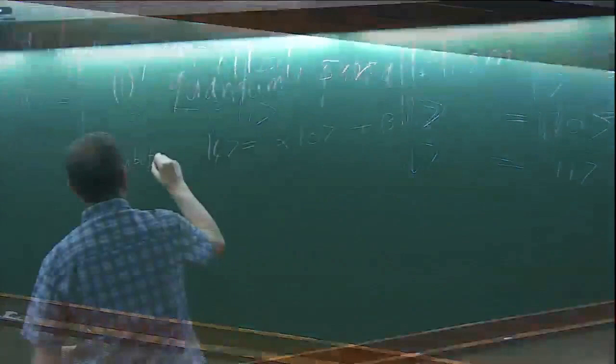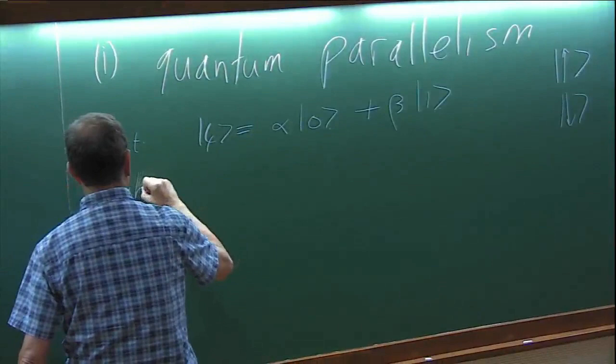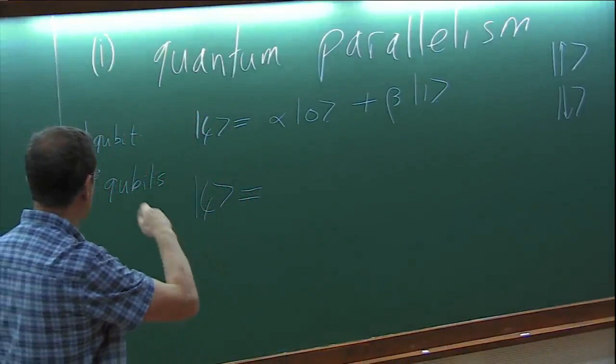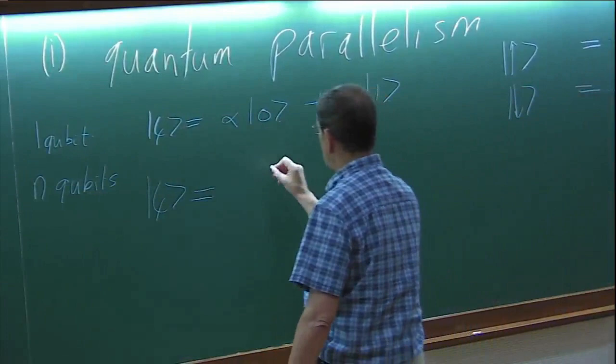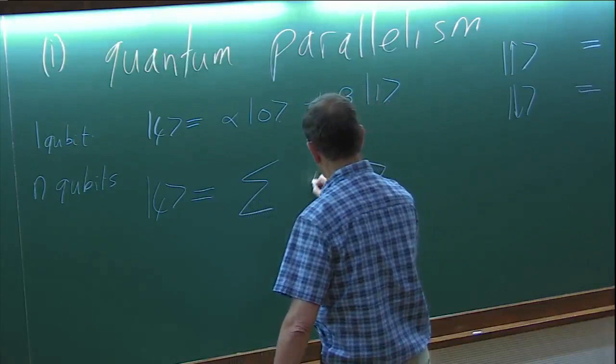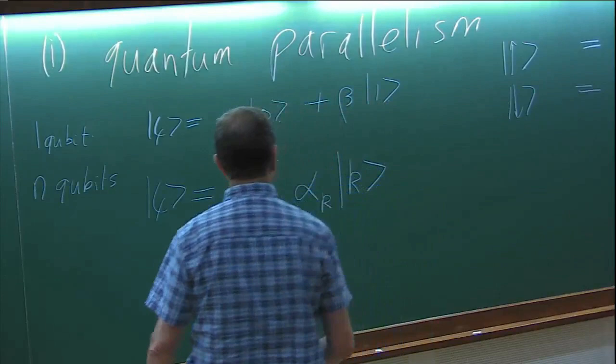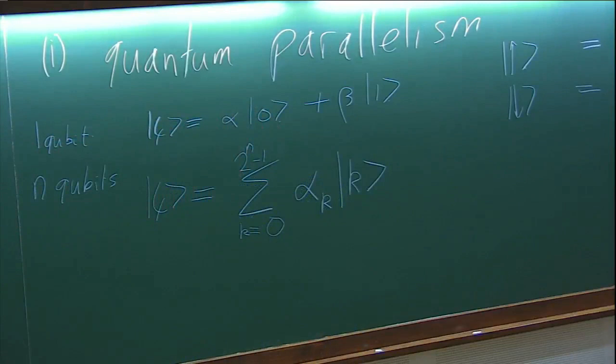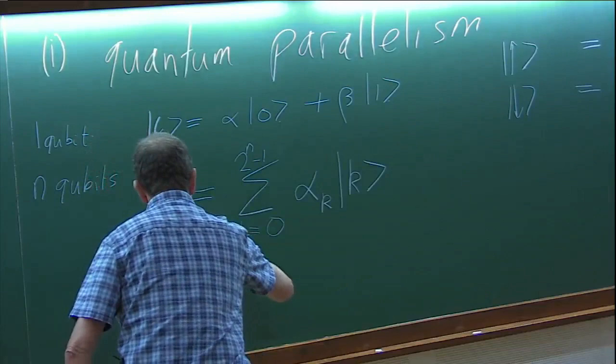If we have a system of little n qubits, then our state psi can be written as a sum over all the 2 to the n basis states. Right? So we have one qubit, there's two basis states, two qubits, there's four, and so on. So we can sum over the basis states k with a coefficient alpha_k, and k will start counting at 0 and go up to 2 to the little n minus 1. So there's an exponentially large number of basis states: the number of basis states, big N, will be 2 to the little n, where little n is the number of qubits.